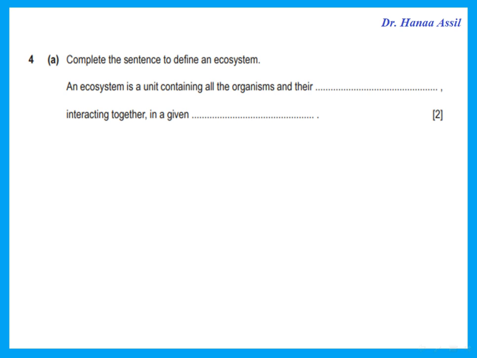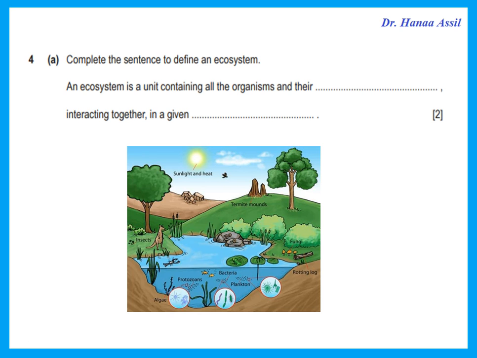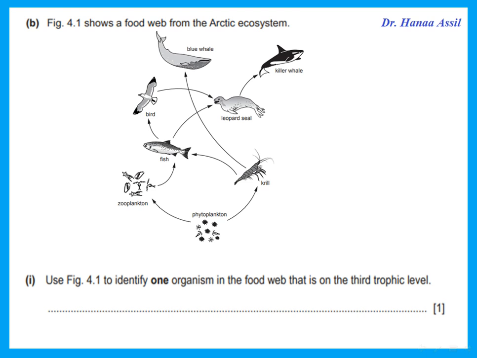Complete the sentence to define an ecosystem. What's an ecosystem? An ecosystem is a unit containing all the organisms and their environment interacting together in a given area.